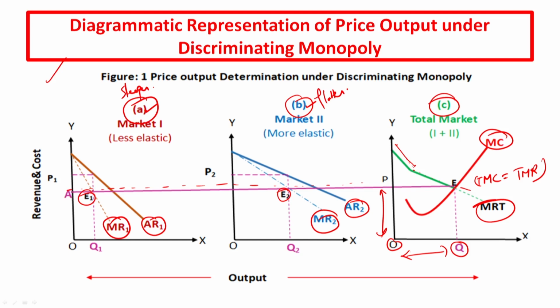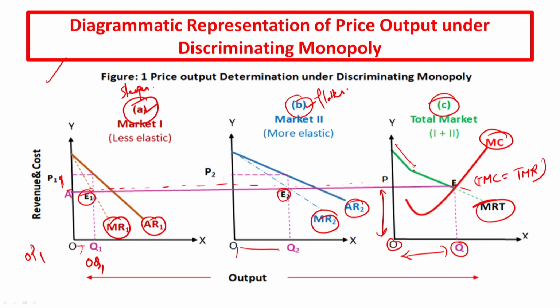For market 1, it gives the equilibrium output 0Q1 and the price 0P1. That means this is the price and only this much of the output. But for the second market, the price is this much and the output is this much. This signifies how the output is determined. For the individual market, the monopolist is charging different prices for the same product in the different markets, depending upon the elasticity of demand for that product.